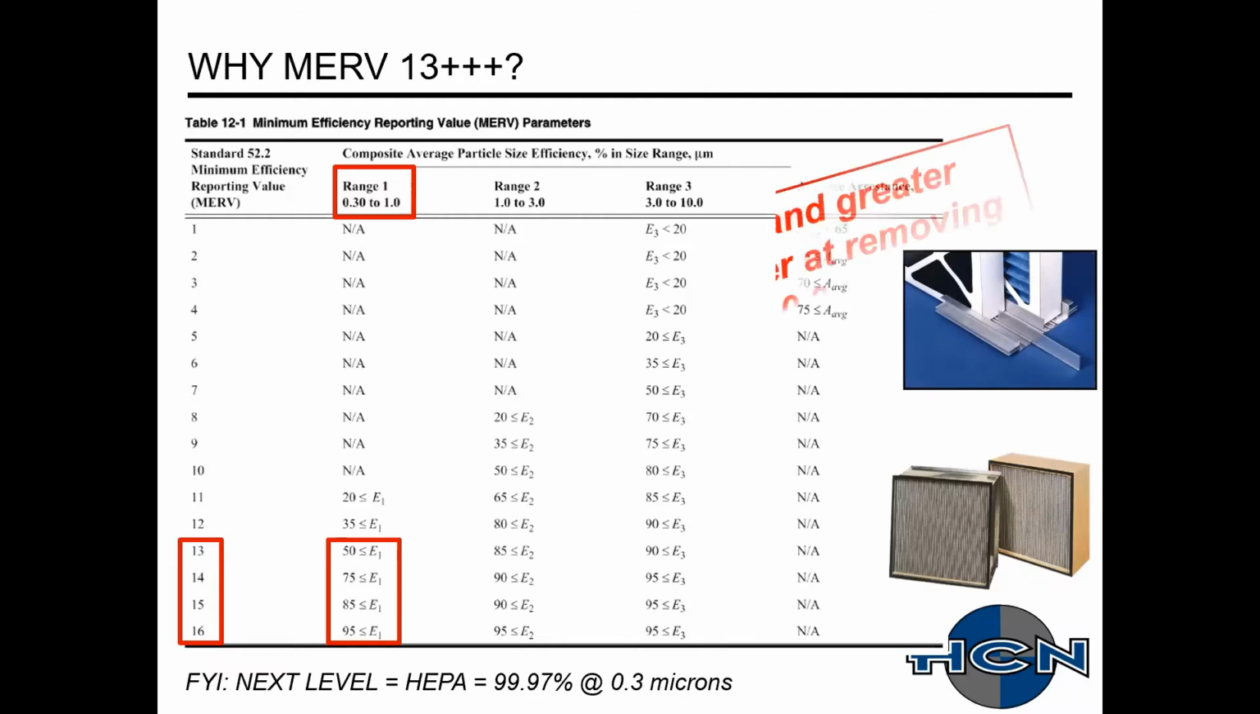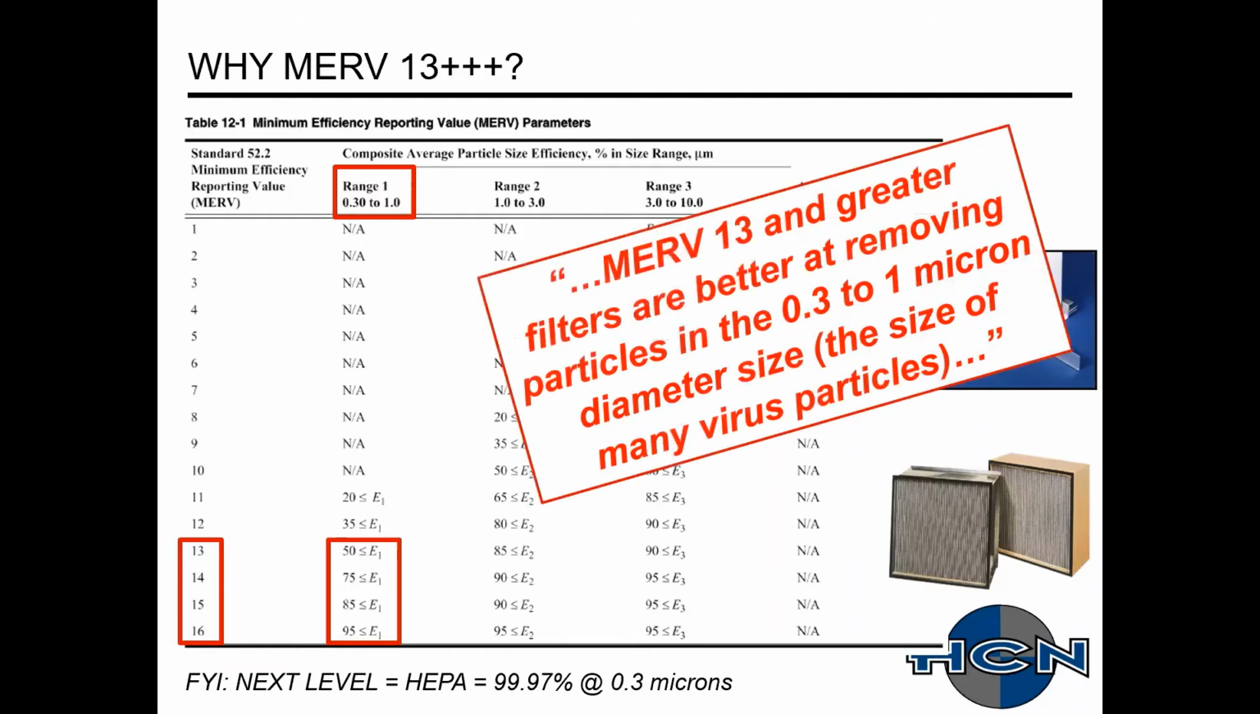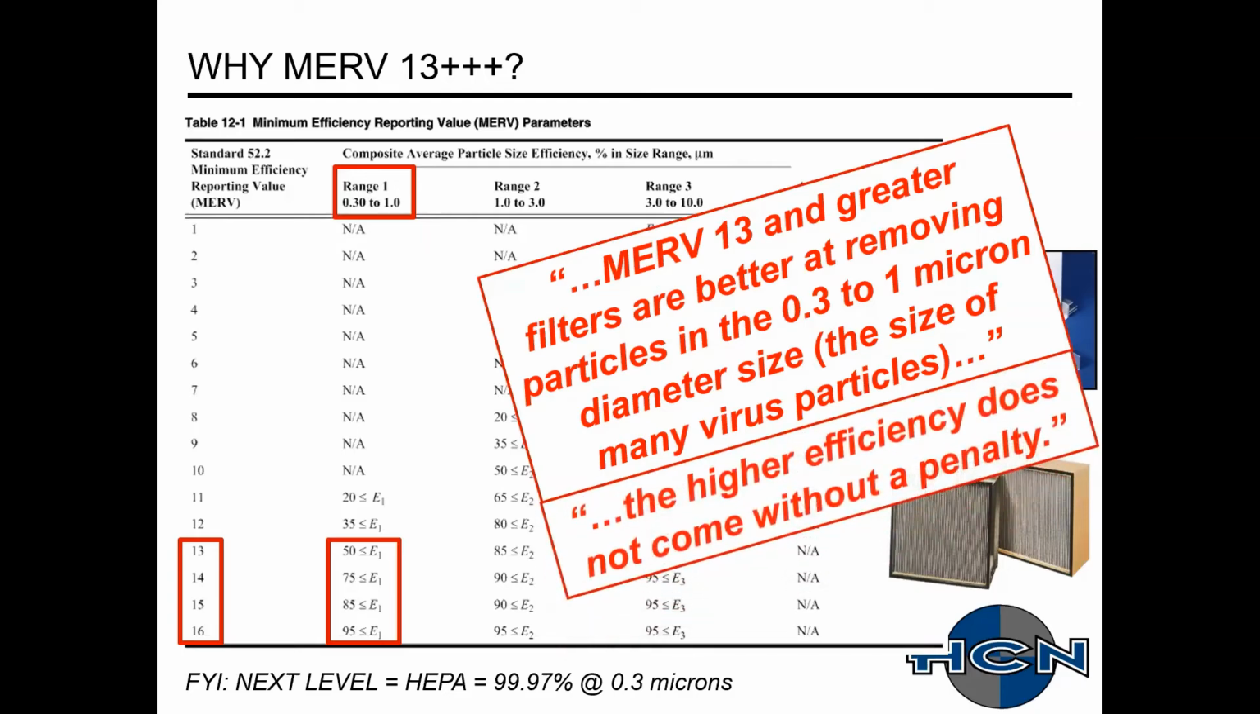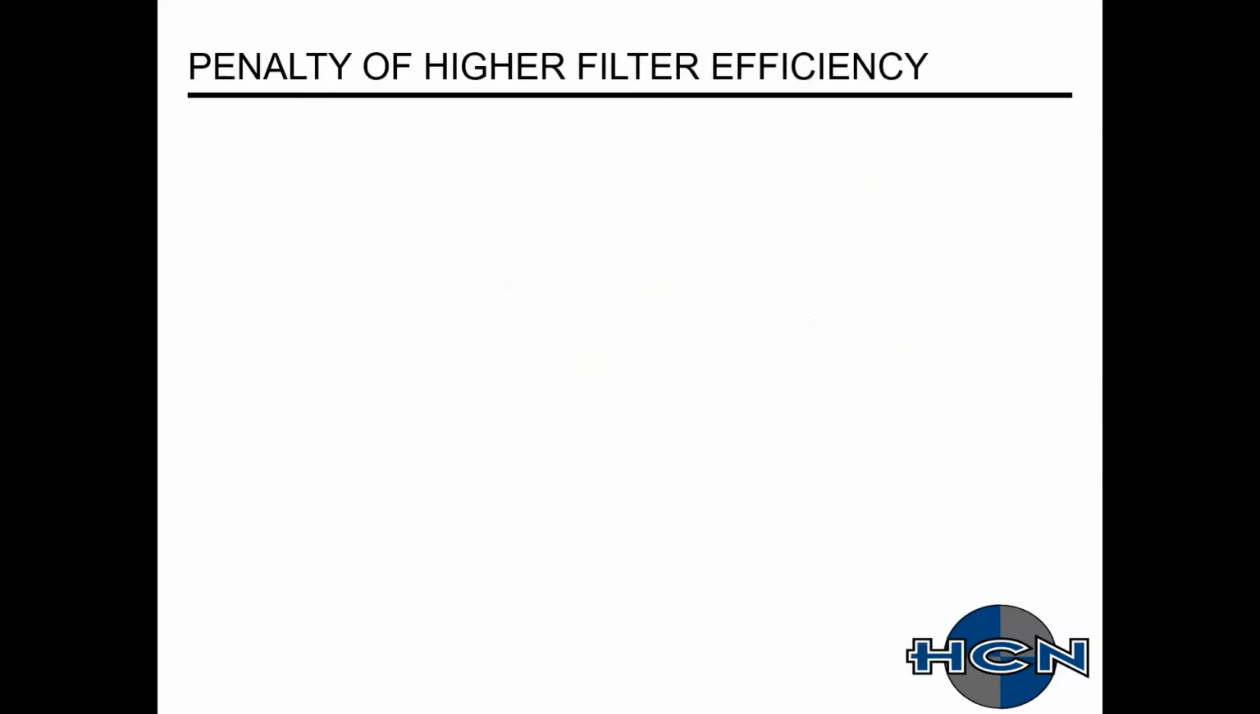All right, so this quote is from the standard once again. It says MERV 13 and greater filters are better at removing particles in the 0.1 to 1 micron diameter size, parentheses, the size of many virus particles. But then they have a little catch-all, hey, be careful. They say the higher efficiency does not come without a penalty. All right, so a little foreshadowing or a little warning there. So what is the penalty of higher filter efficiency?